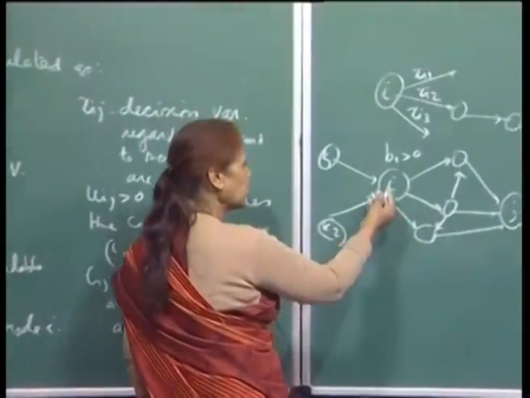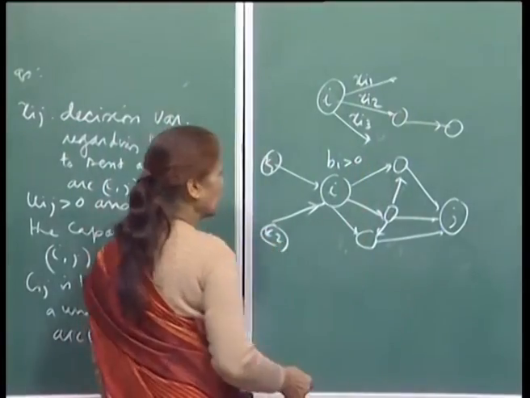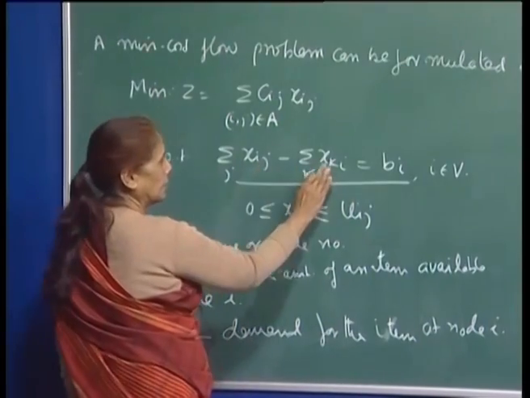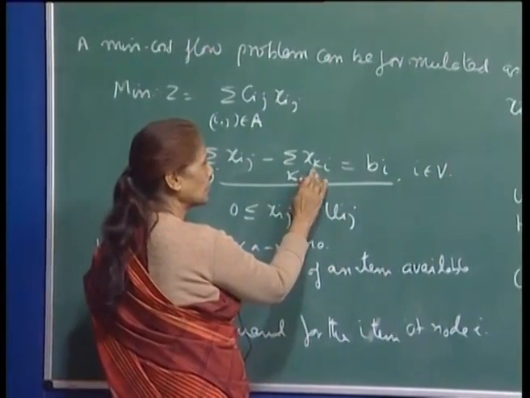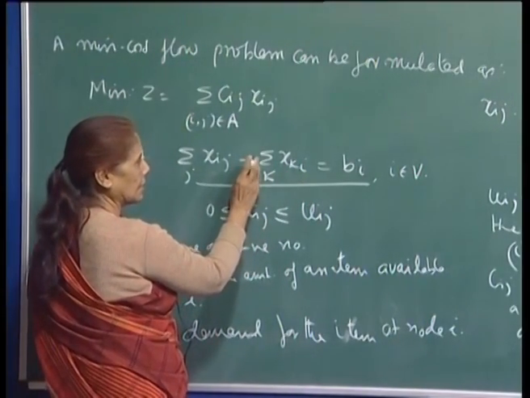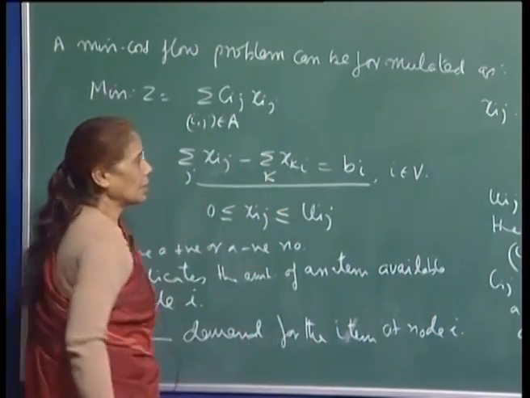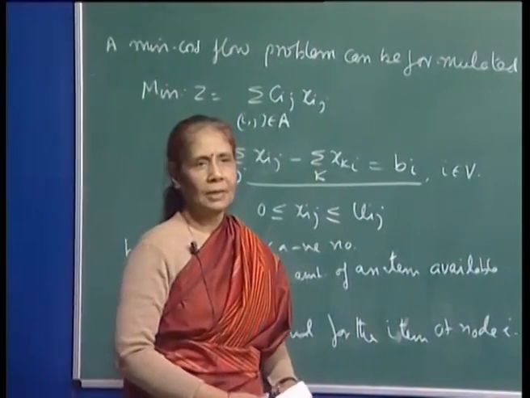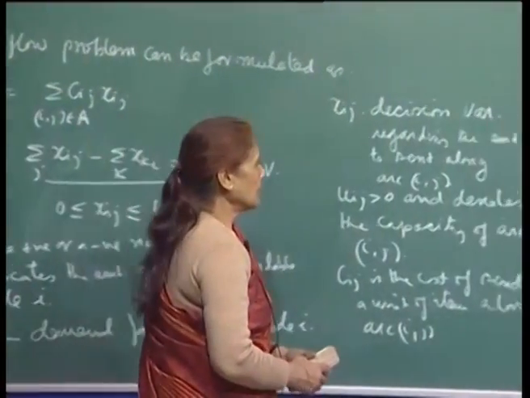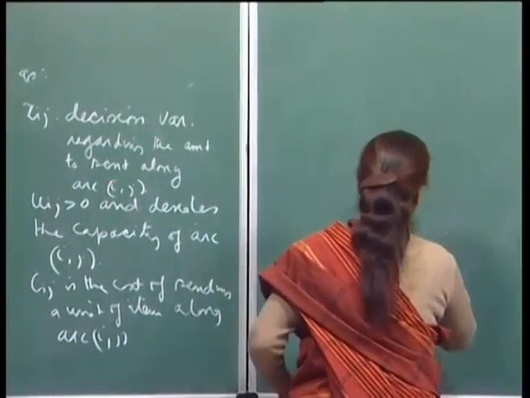Even if Bi is negative, that means it will be receiving amount and it will be sending out, but the net amount. So, this tells you the total amount which is being sent from node I, and this tells you the amount which is coming from nodes like K to node I, and that is a minus thing. So, then the net amount that node I handles should be equal to Bi, whether Bi is positive or negative. So, these are the flow conservation equations, which we always maintain, and therefore, we maintain a feasible solution.